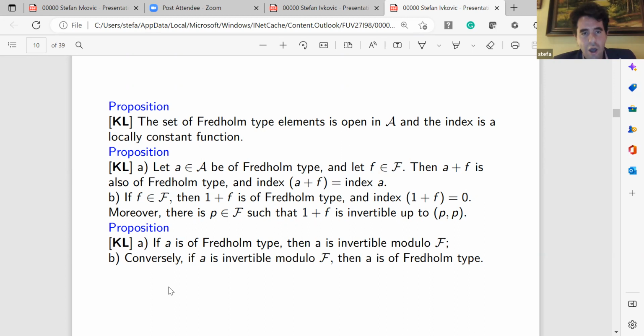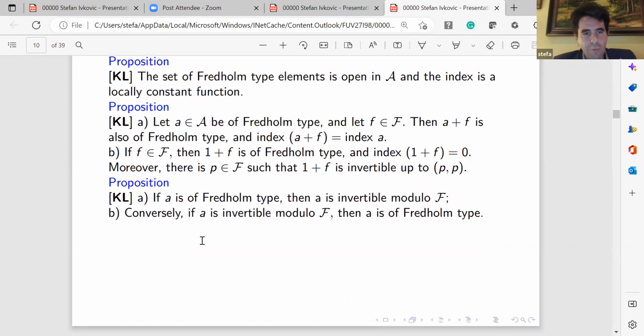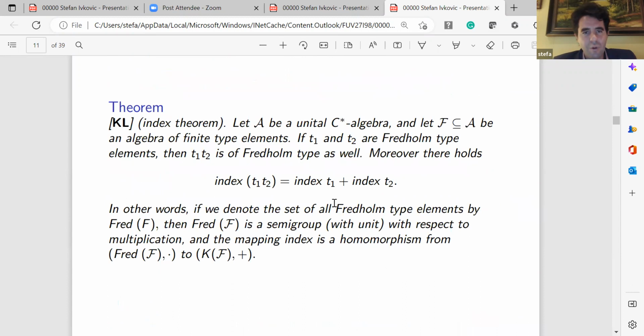In the particular case, if A is just the unit, then the index of 1 plus F is 0, because the index of 1 is 0, and so on. Also, they obtained a generalization of the Atkinson theorem. A is of Fredholm type with respect to the ideal F if A is invertible modulo F. And conversely, if A is invertible modulo F, then A is of Fredholm type, again with respect to this fixed ideal F. And finally, as I announced in the beginning, they proved multiplicativity of the index. So if T1 and T2 are two Fredholm type elements with respect to the same ideal F, then you have the multiplicativity of the index. And this was my introduction.